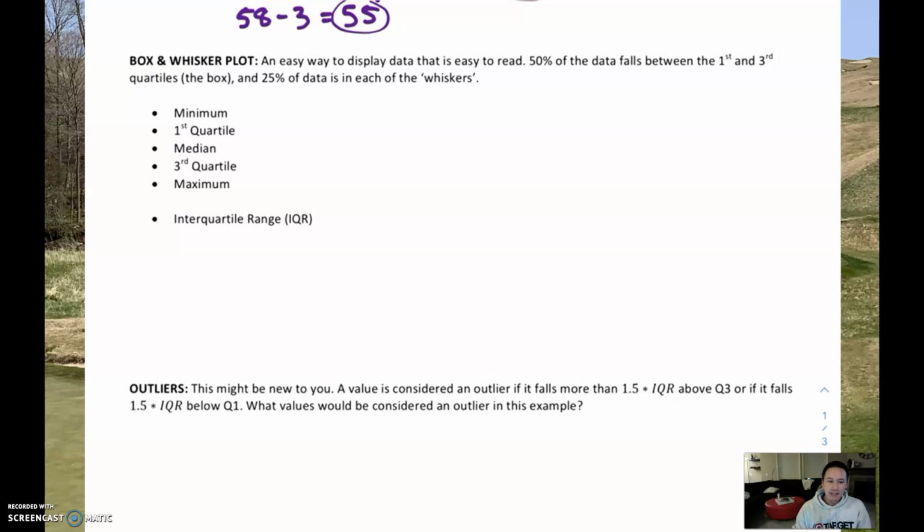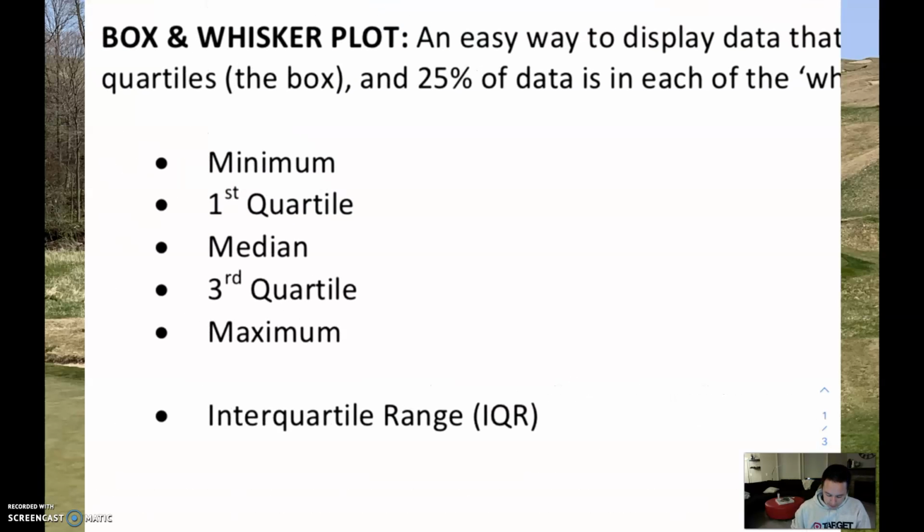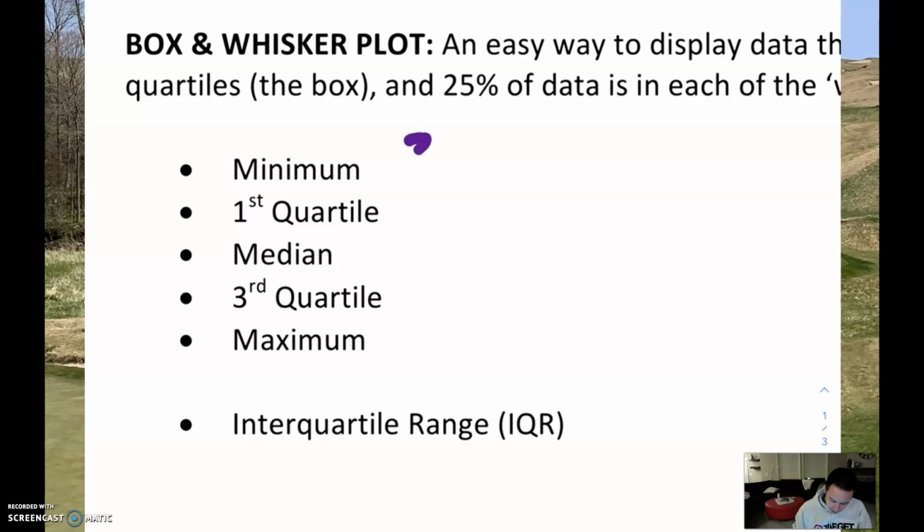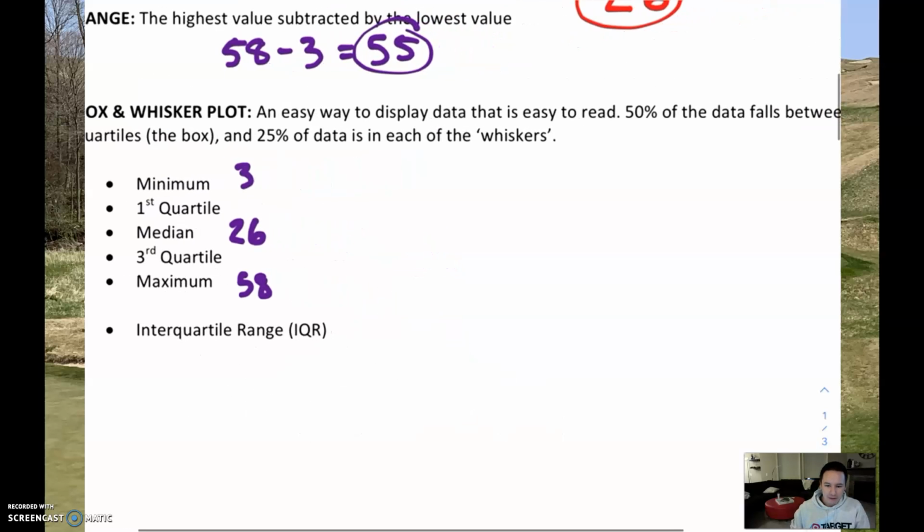In order to do this, you need to know 5 different numbers. You need to know the minimum, the first quartile, the median, the third quartile, and the maximum. Let's start by writing some of these out. The minimum we knew was 3. The maximum was 58. And the median we calculated earlier as 26. So now we get the first quartile and the third quartile. Those are the mystery numbers that we have to find.